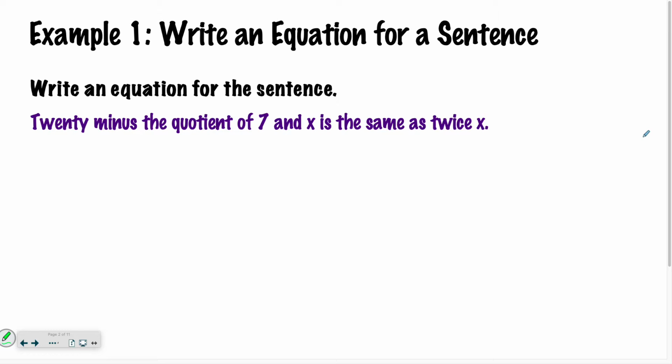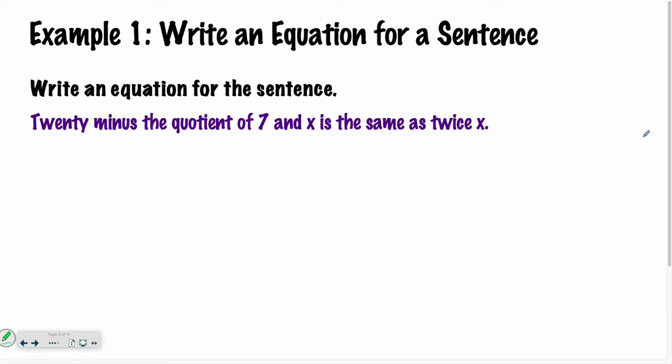So this is going to feel pretty similar to what we did back in chapter 1 at the very beginning, where we were writing expressions. Now we're writing equations, which means that we add in an equal sign. Okay, so write an equation for the sentence: 20 minus the quotient of 7 and x is the same as twice x.